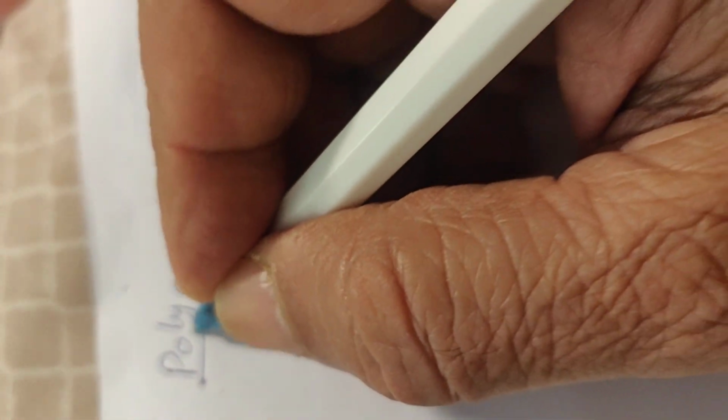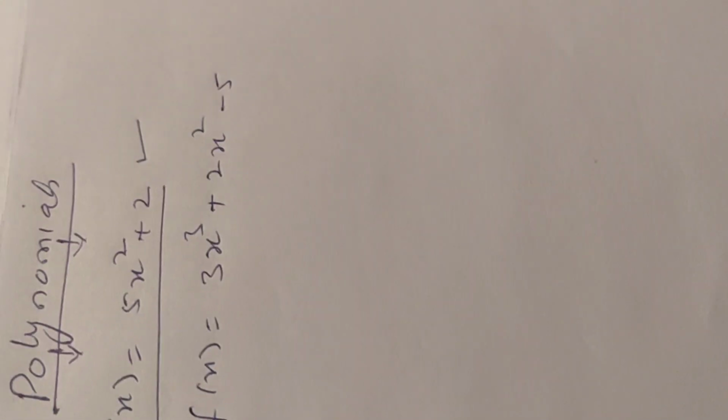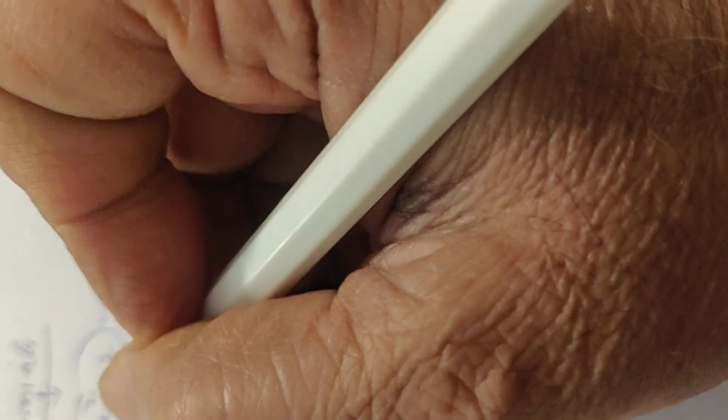The word polynomial: poly means many, nomials means terms. So if you have a function like 5x square plus 2, this is known as a polynomial. If you have a function like 3x cube plus 2x square minus 5, this is also a polynomial. Now the first contains two terms, term 1 and 2, so it is called binomial.